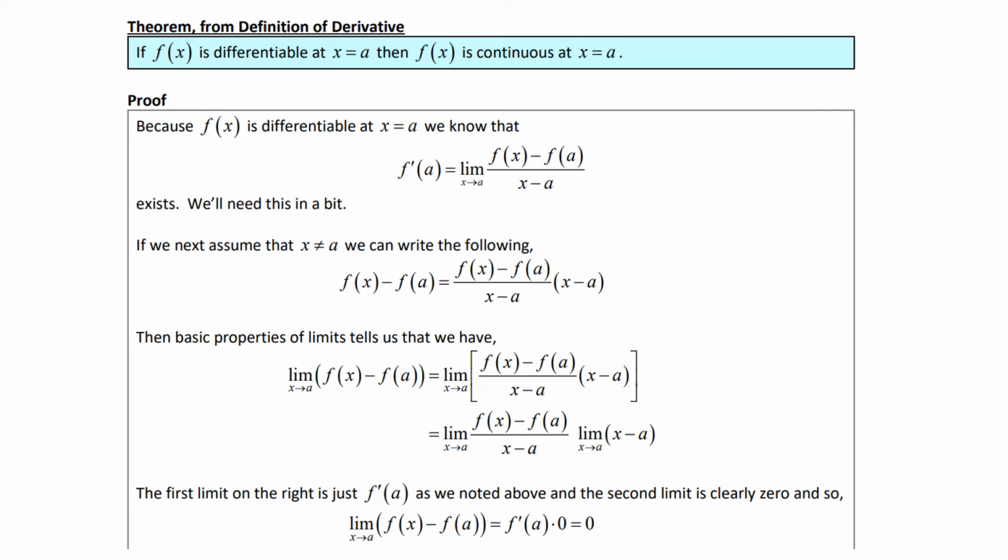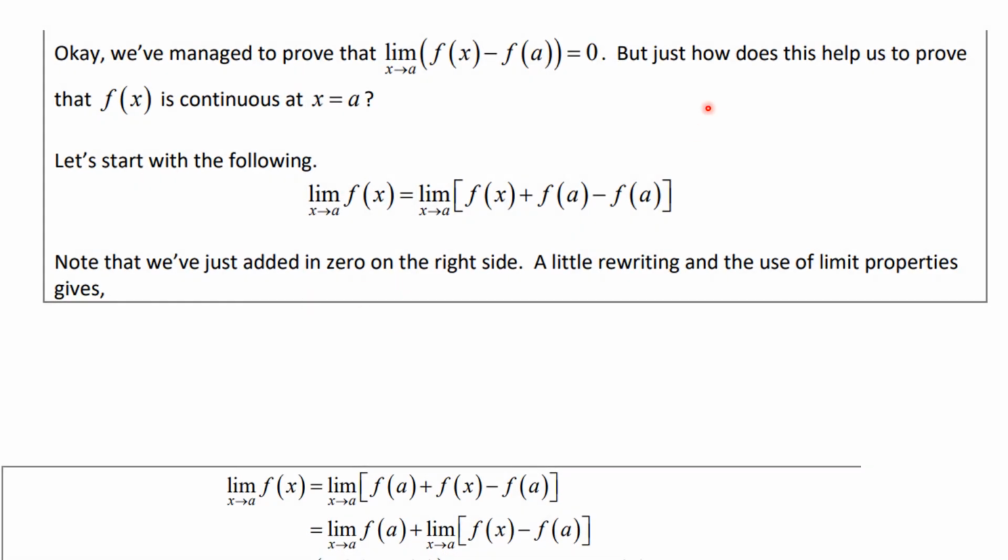Hold that thought. So we know that's 0, but the question is, how does it help us prove that f of x is continuous at x equal a? Well, we're almost there. So let's look at this.